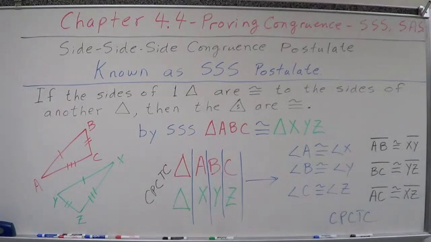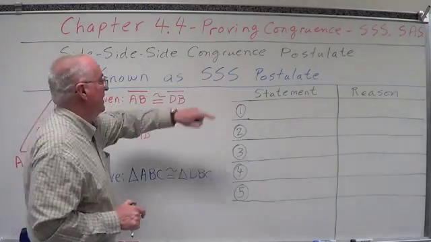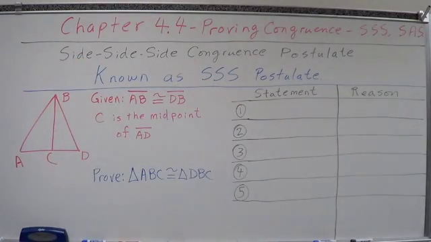Now we're going to do a little proof, an example of how to prove using the SSS postulate. We're going to give it a figure. We want to prove that two triangles are congruent regardless of how they look like they're drawn, and we want to use the side-side-side congruence postulate, known as the SSS postulate. The figure we're given has 3 triangles in it. Here's one triangle, ABC. Here's another triangle, DBC, and triangle ABD.